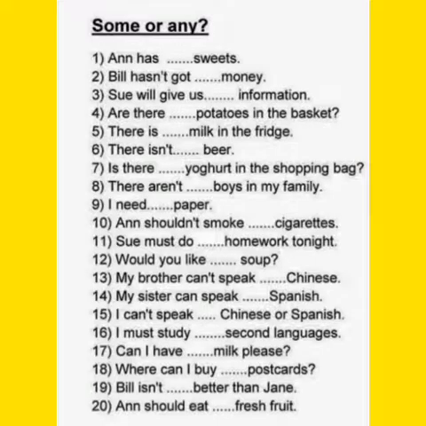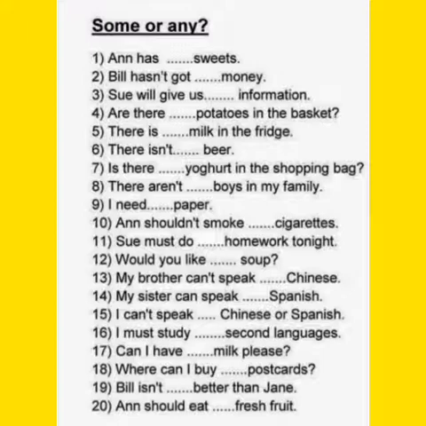Look at the exercise given and fill in the blanks with some or any. Anna has dash sweets. Bill hasn't got dash money. Sue will give us dash information. Are there dash potatoes in the basket? There is dash milk in the fridge. There isn't dash beer. Is there dash yogurt in the shopping bag? There aren't dash boys in my family.